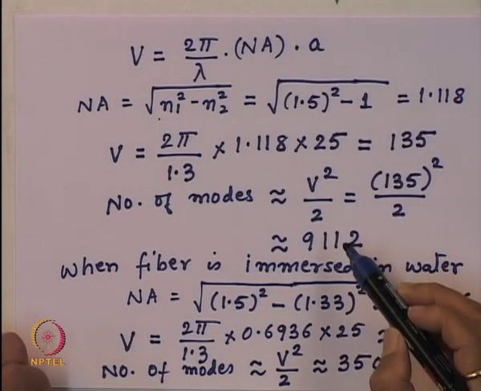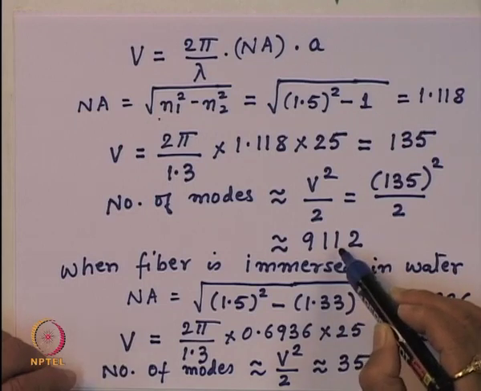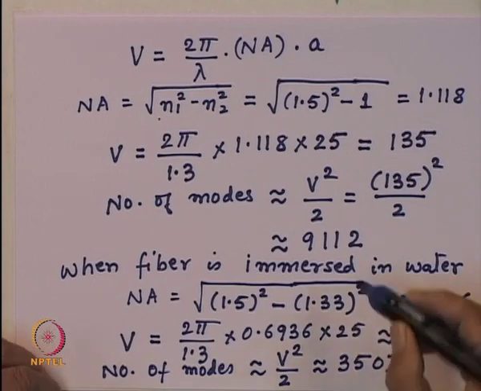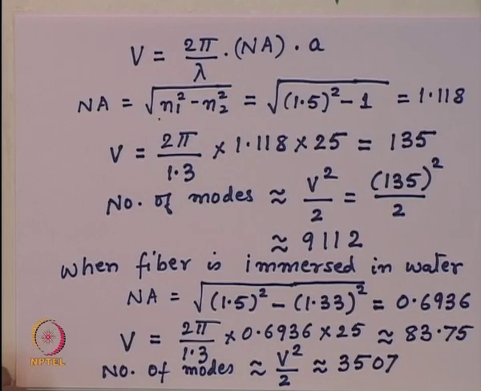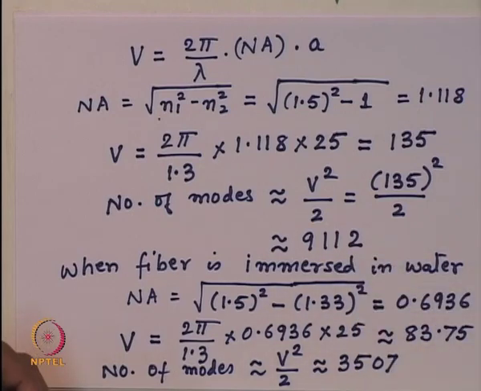So, when there was no cladding, at that time approximately 9000 modes were propagating. When the same fiber is immersed inside the water, since the refractive index of the surrounding medium is increased, the V number of the fiber has gone down, and because of that the number of modes is reduced to 3500. So, from approximately 9000 modes, the modes have reduced to about 6500. So, the difference of these two is the reduction which we have in number of modes.